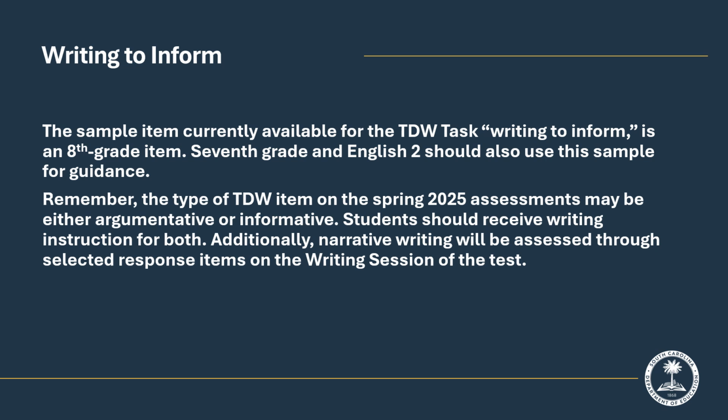The sample item currently available for the TDW task, Writing to Inform, is an 8th grade item. 7th grade and English 2 should also use this sample for guidance. Remember, the type of TDW item on the Spring 2025 assessments may be either argumentative or informative. Students should receive writing instruction for both. Additionally, narrative writing will be assessed through selected response items on the writing session of the test.